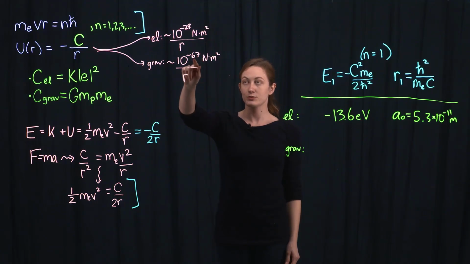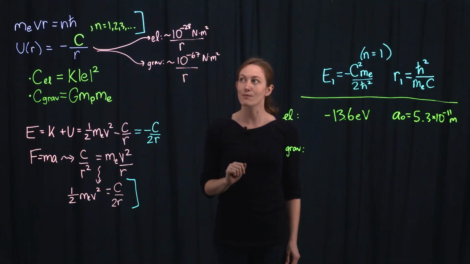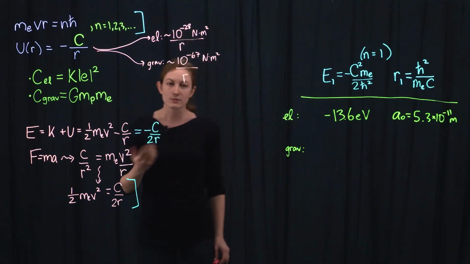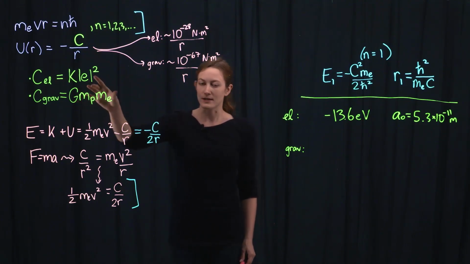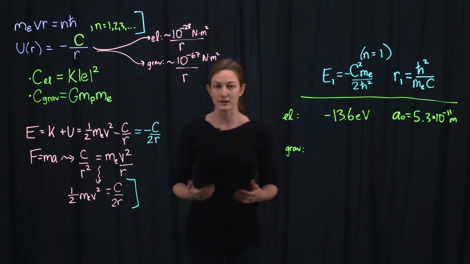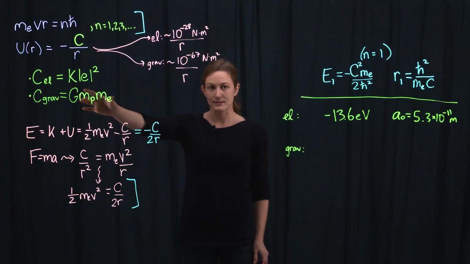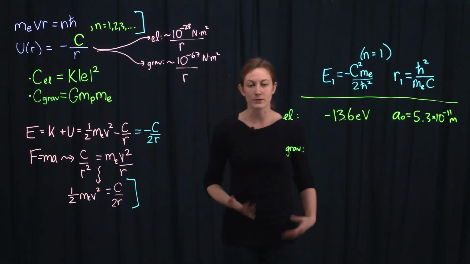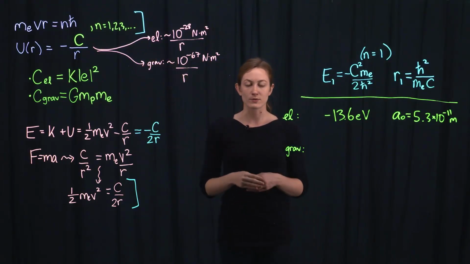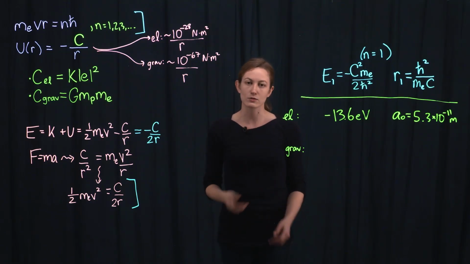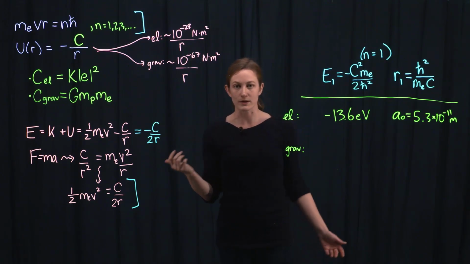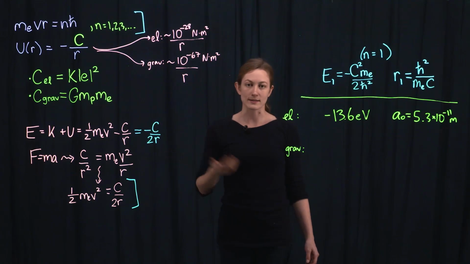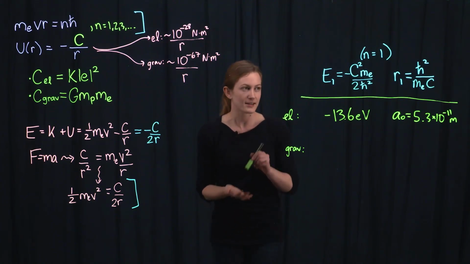This is 39 orders of magnitude smaller than the electric potential for a given radius r. And this reflects the fact that the gravitational potential goes like the mass of the proton times the mass of the electron and is very weak for the very small masses of these objects. So what we would predict is, since the gravitational force between the electron and proton is so much weaker than the Coulomb force, is that the electron would be found at a much larger radius because it's more weakly bound. So we can see if that's the case.